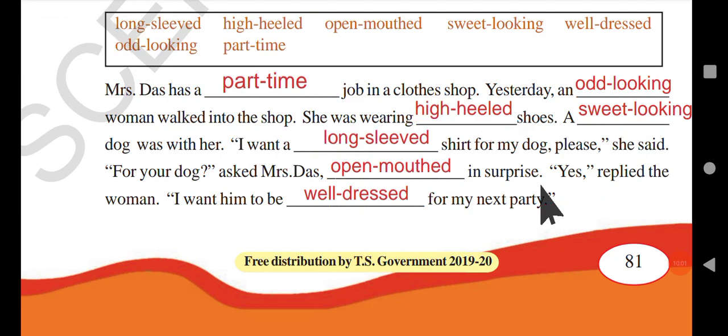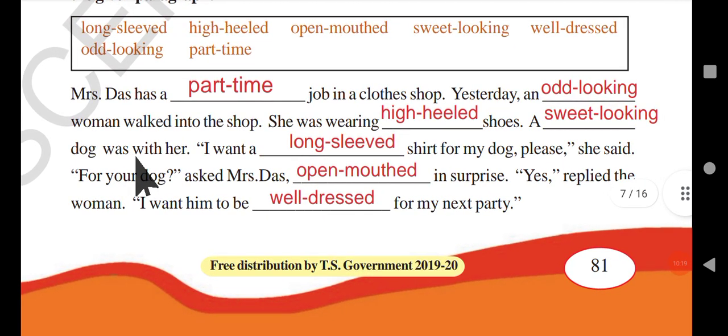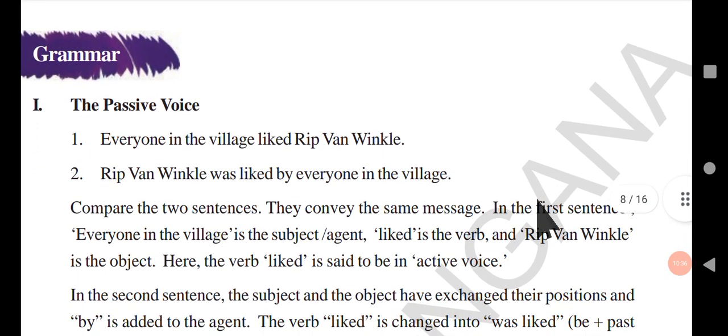Okay, let us read all these sentences together. Mrs. Das has a part-time job in a clothes shop. Yesterday, an odd-looking woman walked into the shop. She was wearing high-heeled shoes. A sweet-looking dog was with her. I want a long-sleeved shirt for my dog, please, she said. For your dog? Asked Mrs. Das, open-mouthed in surprise. Yes, replied the woman. I want him to be well dressed for my next party. So all of the options are perfectly suitable.